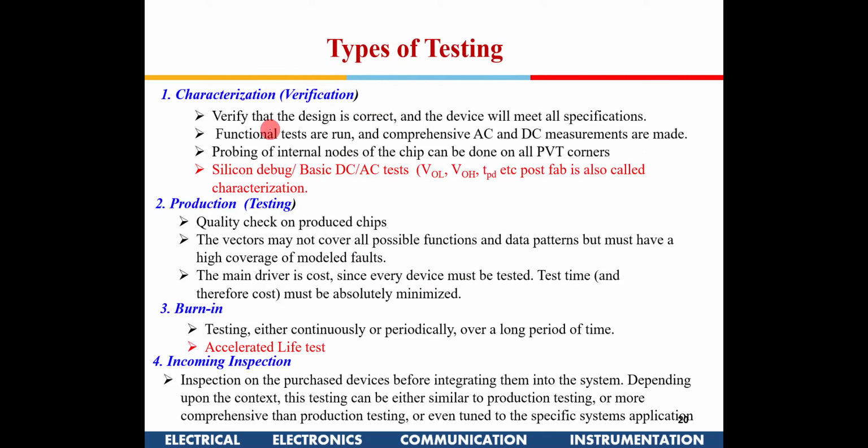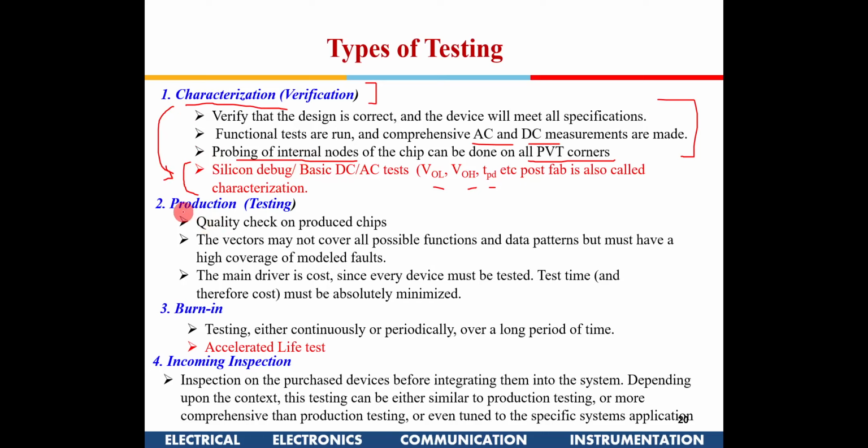Then there are several types of testing. One is known as characterization. Characterization is nothing but verification of what we learned till now. While we do verification, we do AC analysis and DC analysis. This is all simulation based, before the fabrication. We can do probing of internal nodes, because that is possible in simulation, and we can do it for all PVT corners. Some books also call post-fabrication silicon debug, like basic DC tests such as VOL and VOH, not a full functional check, characterization.